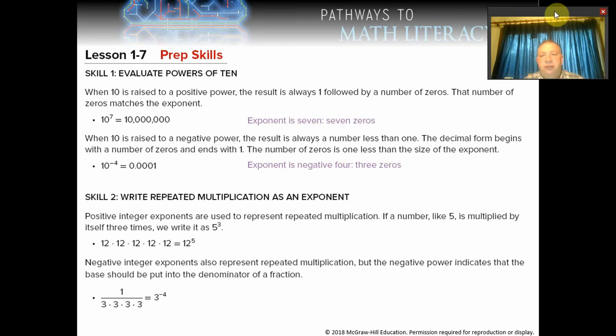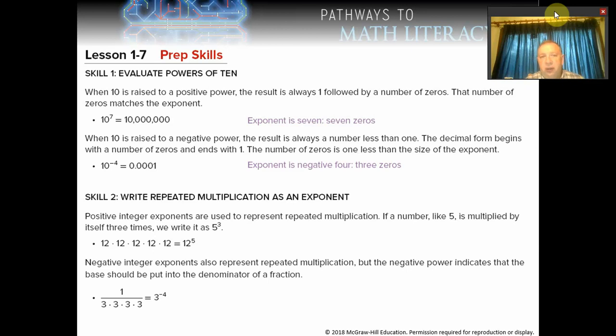So frequently we have to deal with very large numbers and very small numbers. When we do that, we don't want to write out a very long string of numbers, and we're usually only interested in the leading digits and then some power of 10 to give us an idea of the size plus the important digits. So when 10 is raised to a positive power, the result is always 1 followed by a number of zeros.